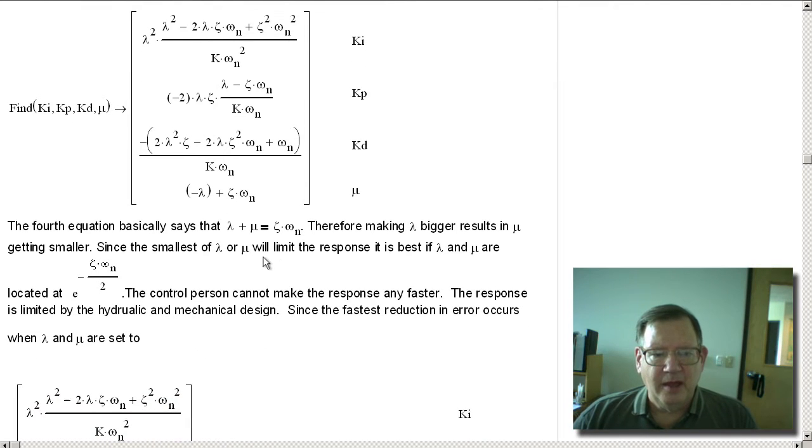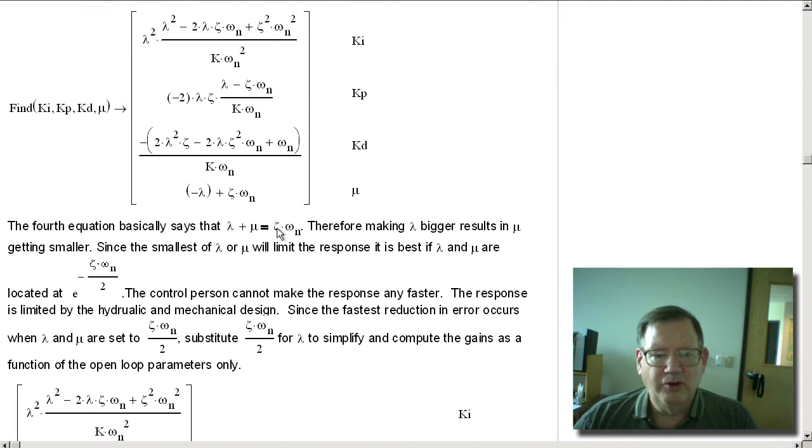So the big thing is that, for these, to have the fastest response, lambda and mu would both have to be the same value, because if you make one bigger, the other one's going to have to be smaller. And the same value that you'd want them to have would be zeta times omega divided by 2.